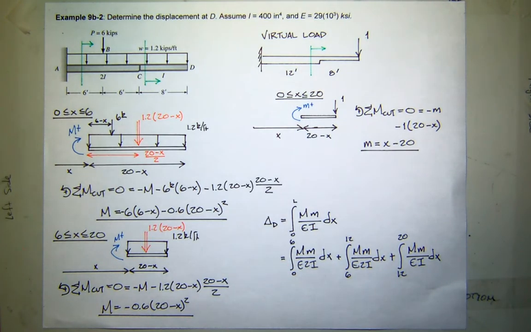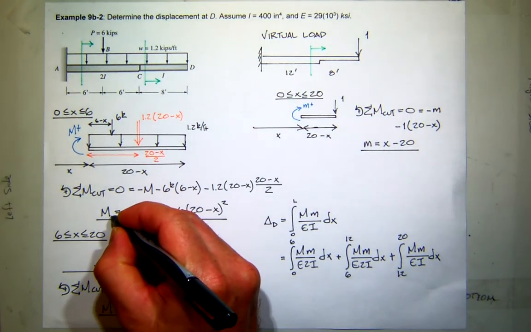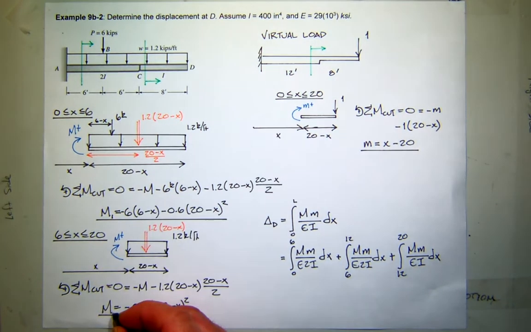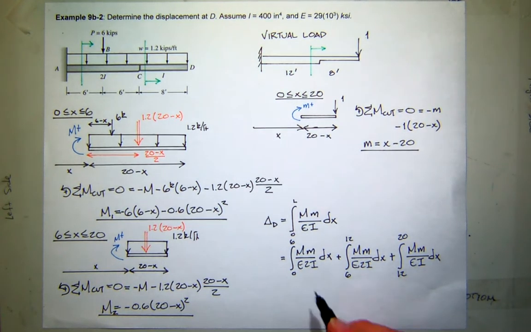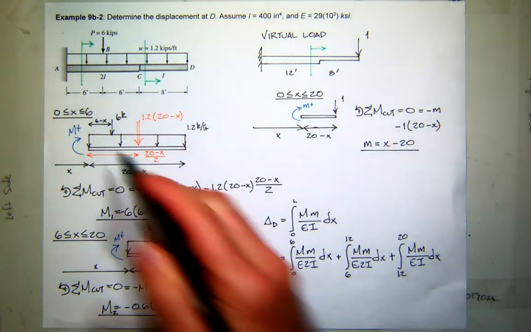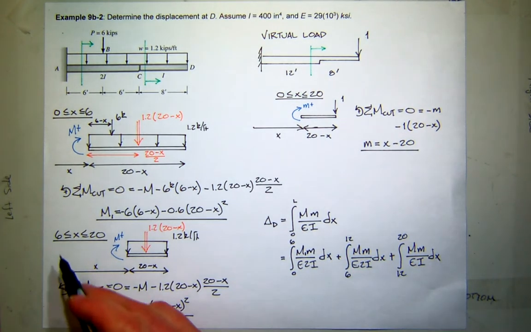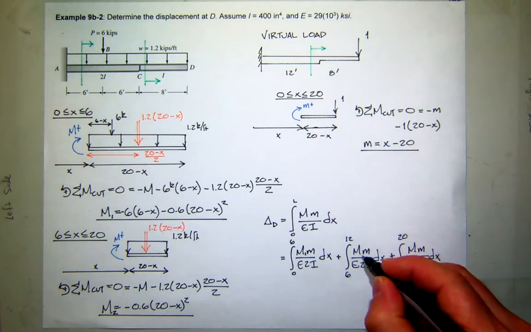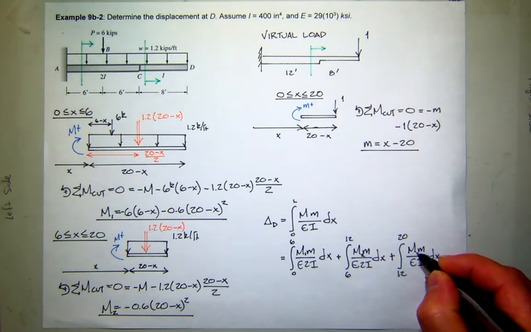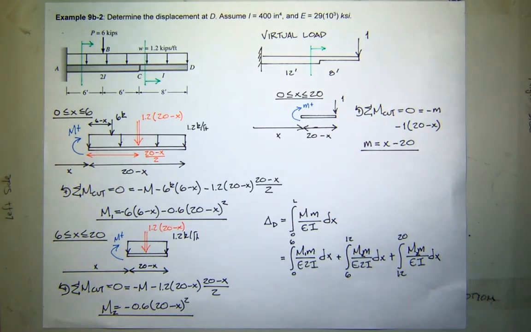So I guess if I come back and label those M1 and M2, then M1 is good from 0 to 6, so that goes M1. And then from 6 to 20 is M2. See that? So now all you do is plug in M1 here, the virtual moment here, do that integration.